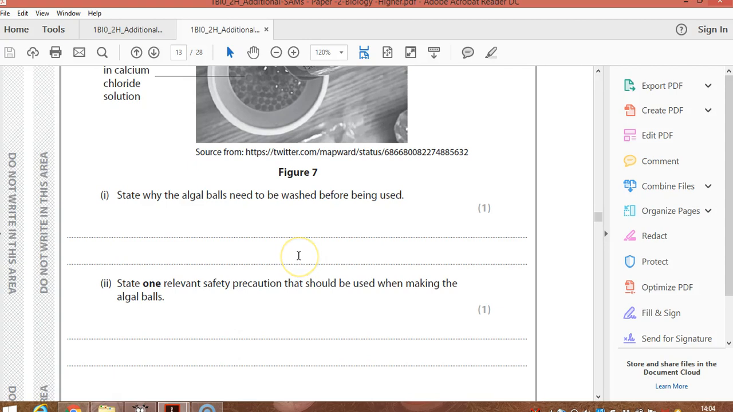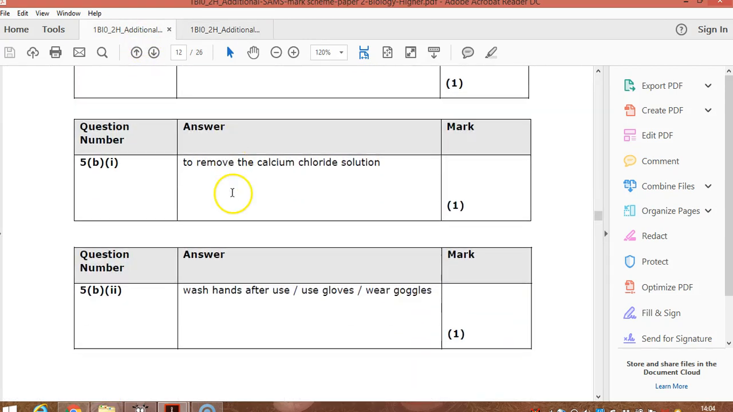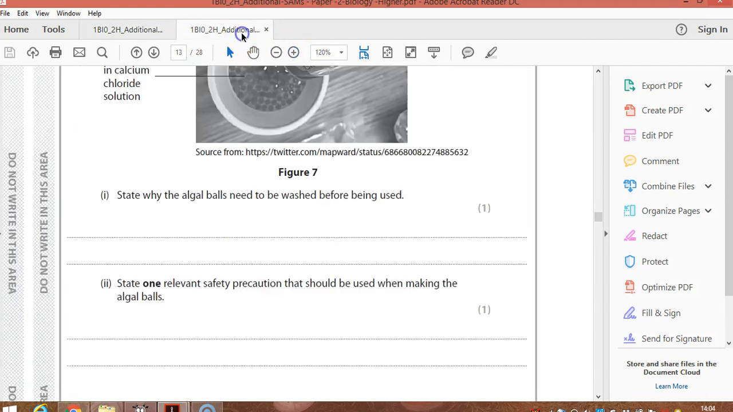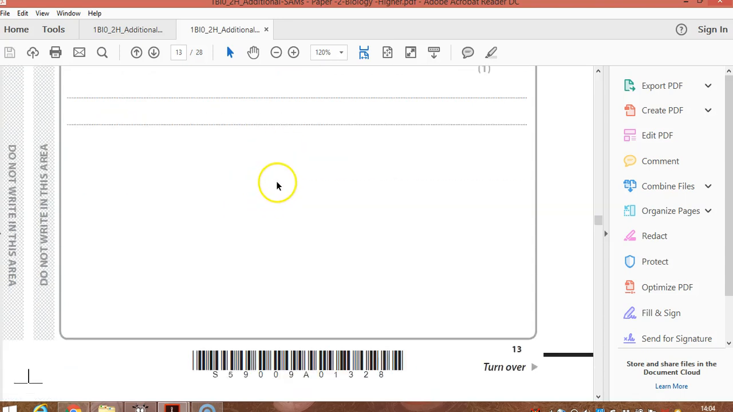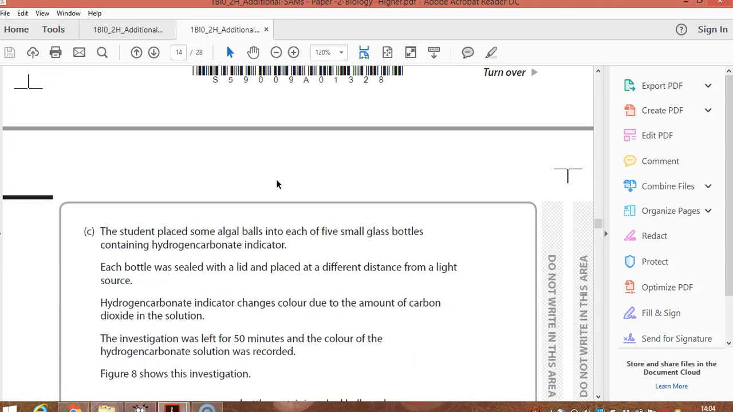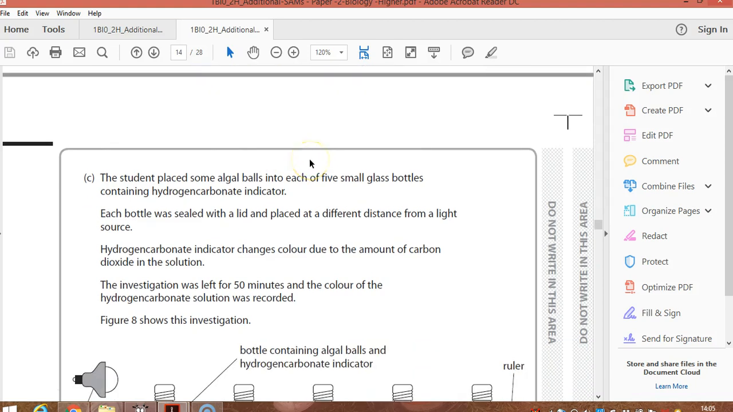State one relevant safety precaution that should be used when making the algal balls. The answer is to wash hands after use, wear gloves and goggles. Wearing goggles is a pretty safe bet for a safety precaution. If you've got anything that's even remotely corrosive or nasty for your skin or eyes, wearing goggles is good.